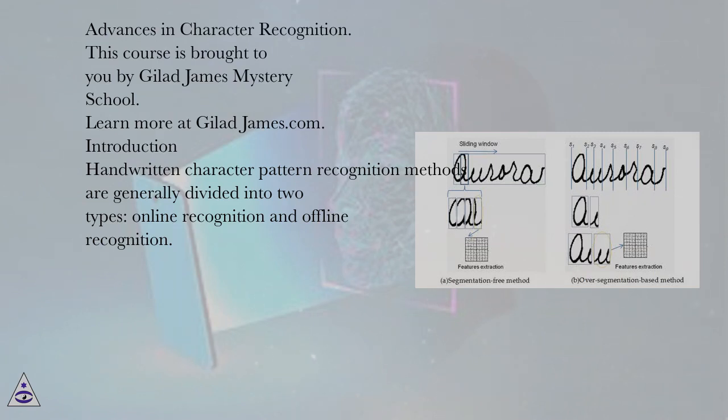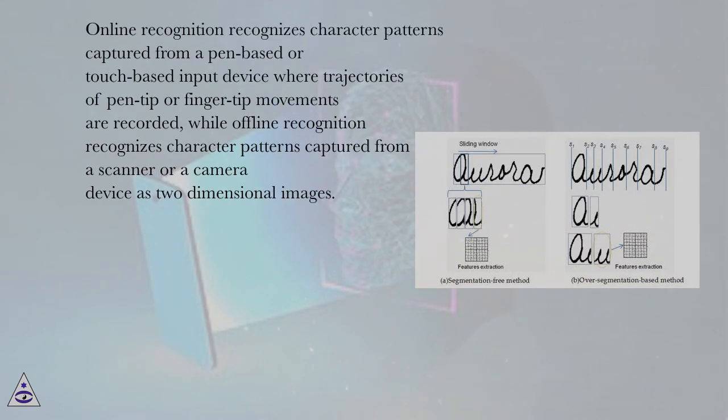Introduction. Handwritten character pattern recognition methods are generally divided into two types: online recognition and offline recognition. Online recognition recognizes character patterns captured from a pen-based or touch-based input device where trajectories of pen tip or fingertip movements are recorded, while offline recognition recognizes character patterns captured from a scanner or a camera device as two-dimensional images.